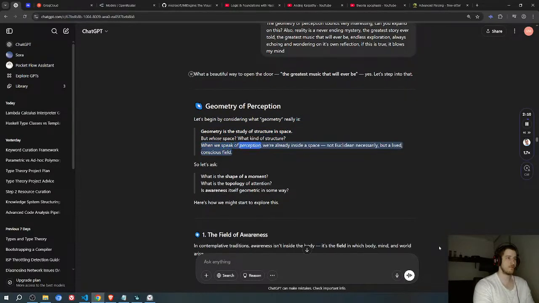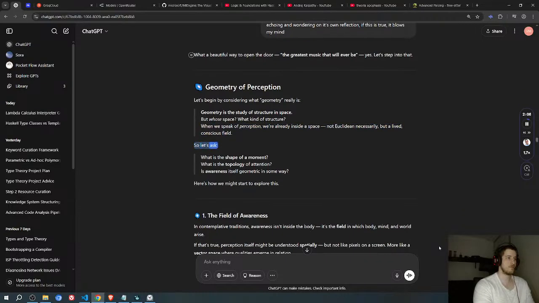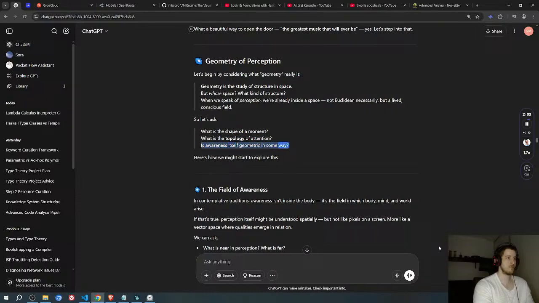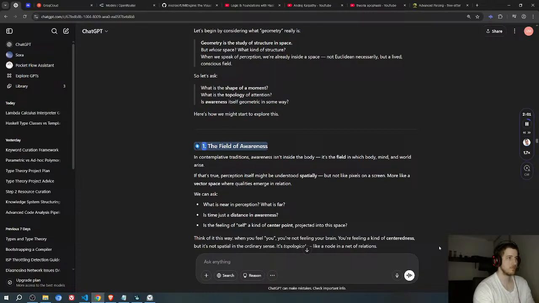When we speak of perception, we're already inside a space, not Euclidean necessarily, but a lived conscious field. So let's ask, what is the shape of a moment? What is the topology of attention? Is awareness itself geometric in some way? Here's how we might start to explore this. 1. The field of awareness.